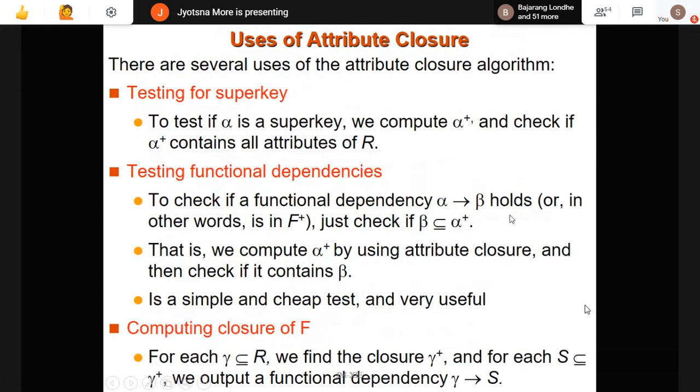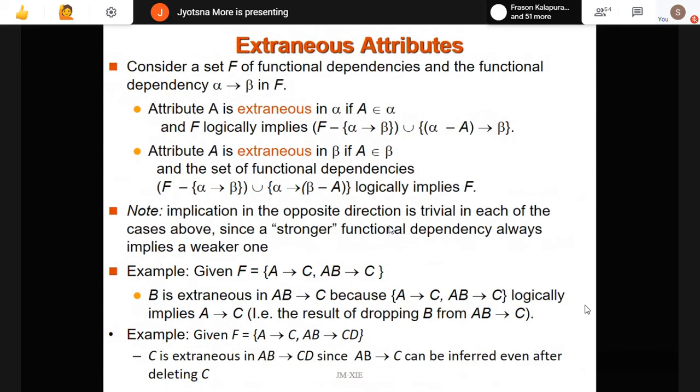Next, uses of attribute closure. Here, I'll just suggest you only remember what is written in red. Uses of attribute closure: testing for super key, testing functional dependencies, and computing closure of functional dependency. Okay, don't go in detail. That is not required at your level right now. I have added theory related to that, but forget about that.